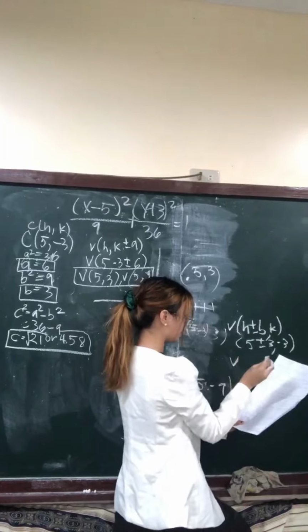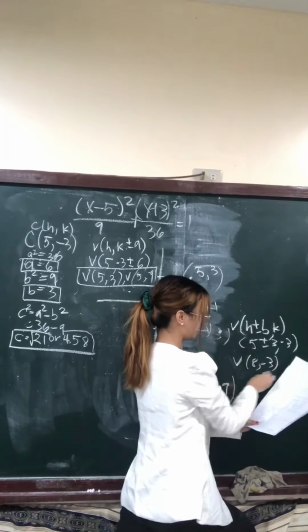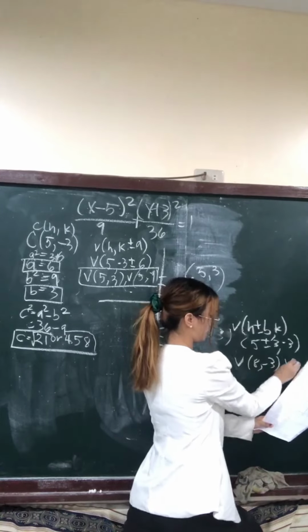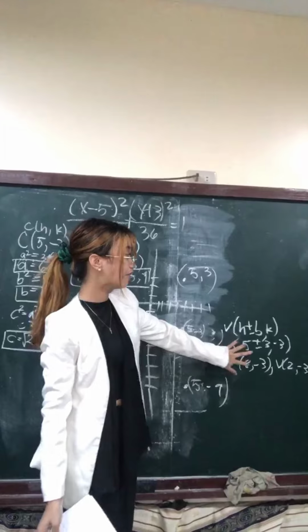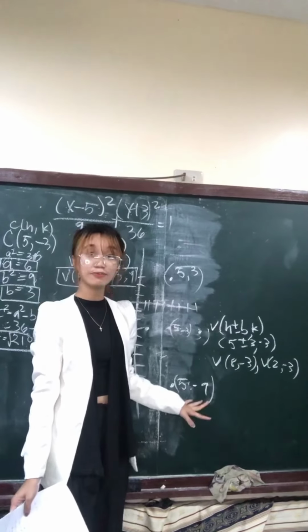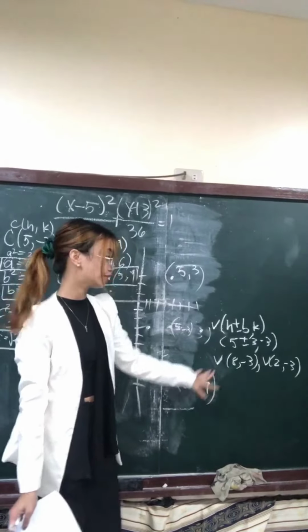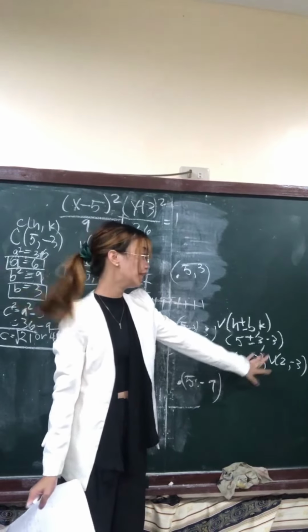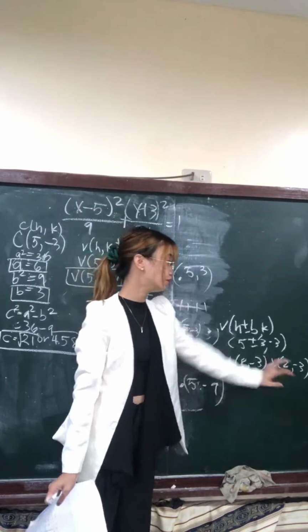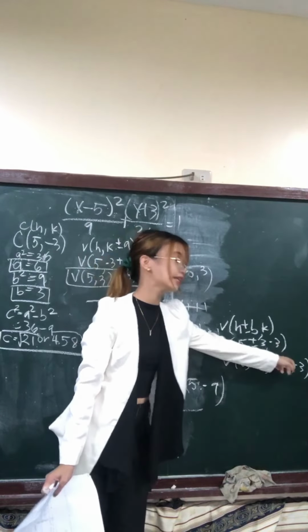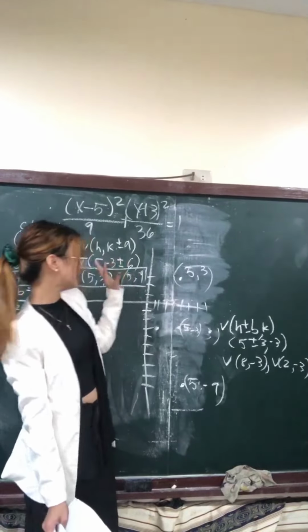So the vertices are 5 plus 3, which is 8, negative 3, and 5 minus 3, which is 2, negative 3. So for the other vertices we have 8, negative 3, and for the minor vertices we have 5 minus 3, which is 2, and the k value is negative 3. And that is our major and minor vertices for this ellipse.